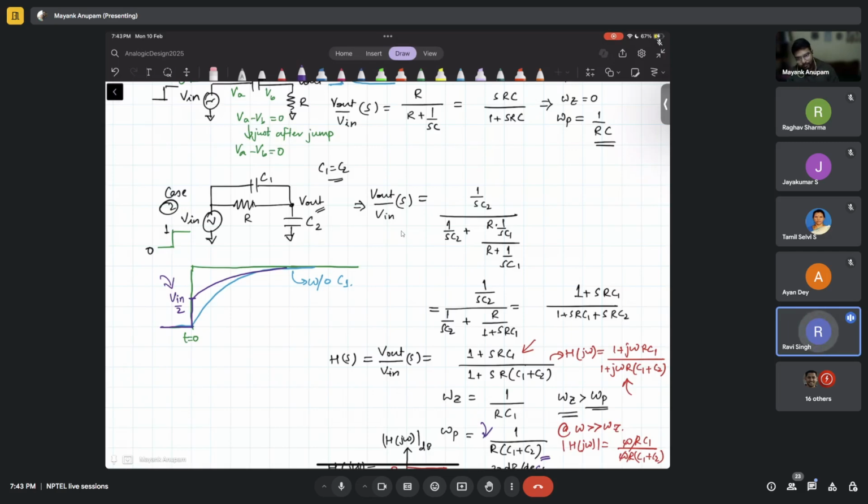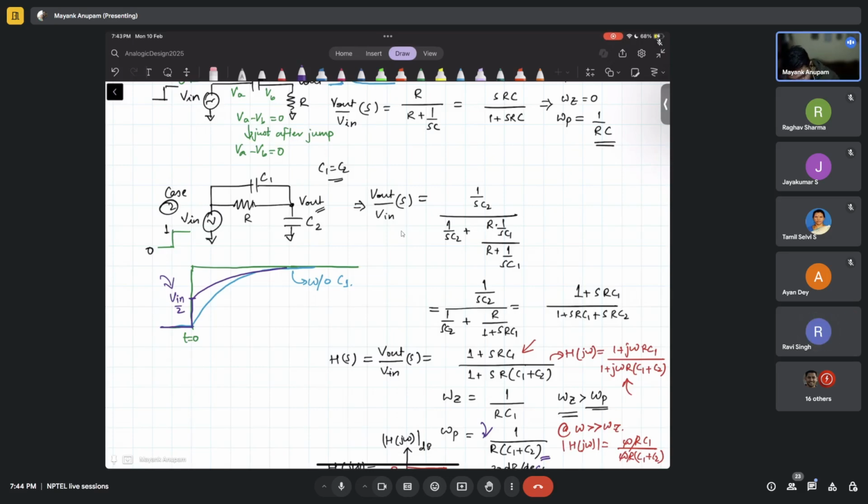In this case, when the extra capacitor C1 is present, without C1, whatever the output was, that's advanced, right? Can we put it the other way? Yes, that's what I'm saying. That's how it is actually. That is why it is advanced, right?